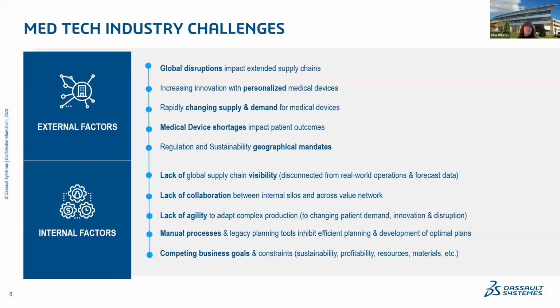And then inside a company itself, you've got different functions that are working on these plans, and they tend to operate in silos. There's not a lot of visibility. There's not a lot of collaboration, and that really hurts agility. So if we're doing manual processes like with spreadsheets, that's not going to be very efficient. It's not going to generate an optimal plan.